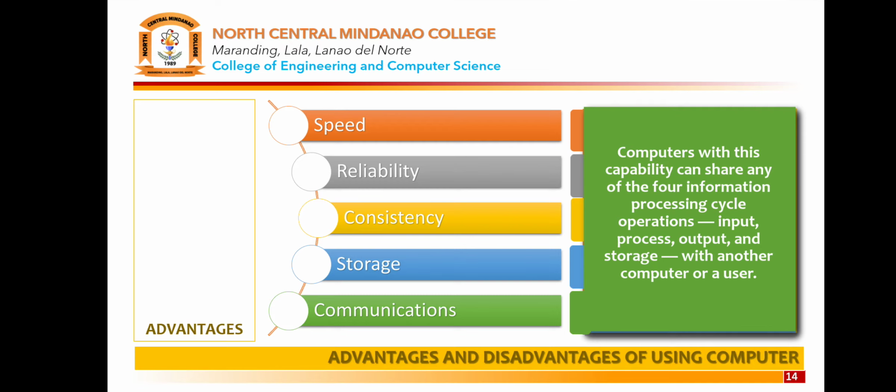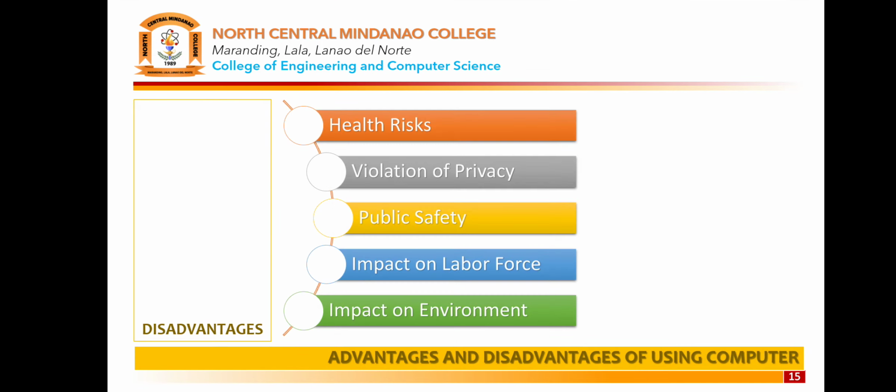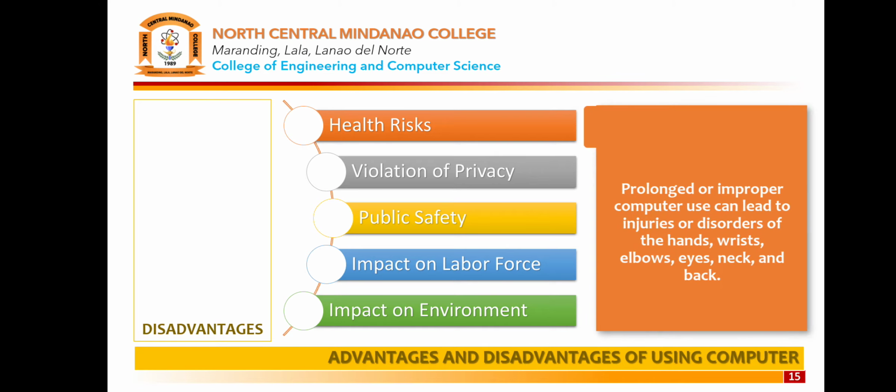So also we have what we call the disadvantages. If there are advantages to using a computer, there are also disadvantages, some not-so-good effects. Some of the disadvantages of using computers relate to the following. First one is health risk. From the word itself, this refers to prolonged or improper computer usage, which can lead to injuries or disorders of the hands, wrists, elbows, eyes, neck, and back.